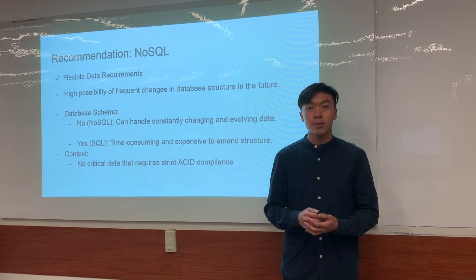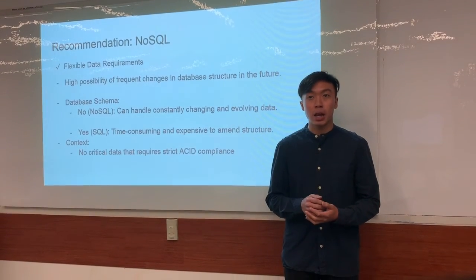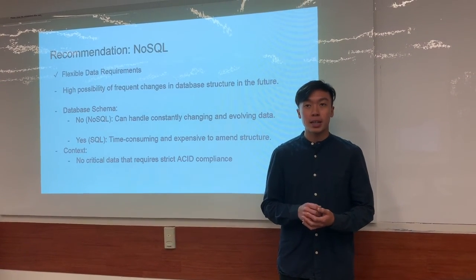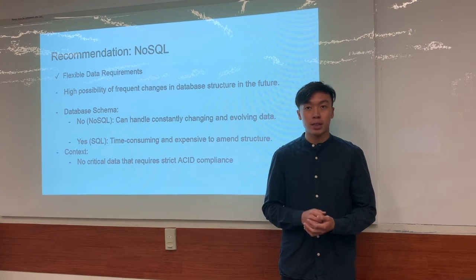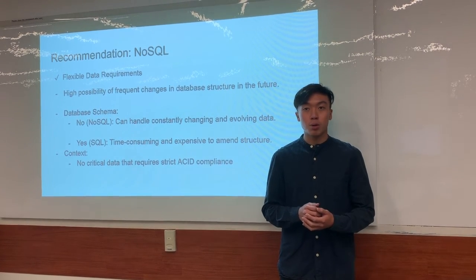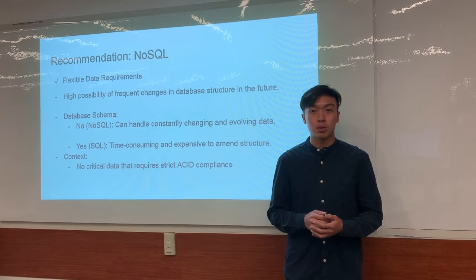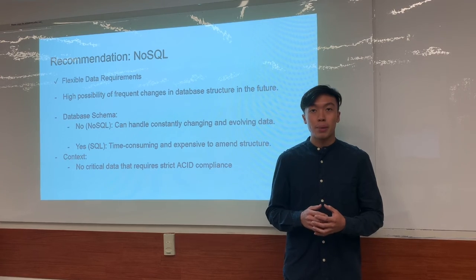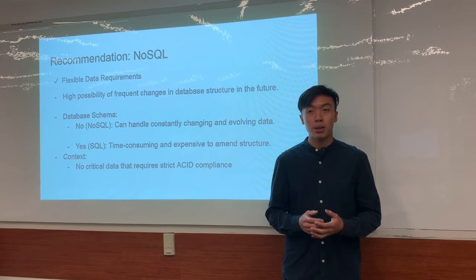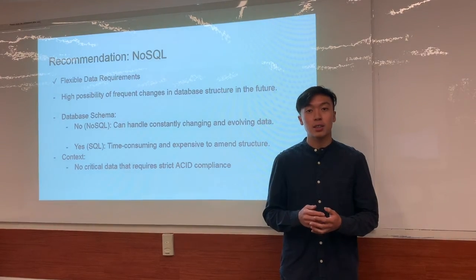As such, if we want to change the database structure later on, it is going to be time-consuming and expensive. In contrast, NoSQL can handle an ever-changing data model because there is no database schema to start with, meaning that it can handle constantly changing and evolving data that we might not be able to foresee now. Admittedly, this results in problems with data consistency and reliability as compared to relational databases with strict schema templates. Based on the context of being a fitness mobile app similar to social media, there are no critical data that requires strict compliance.